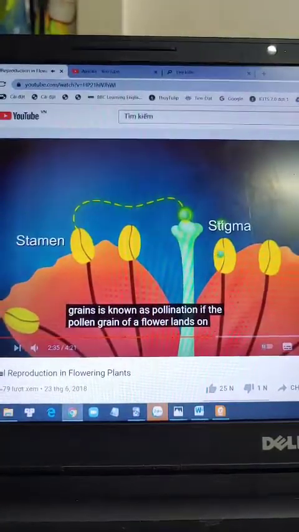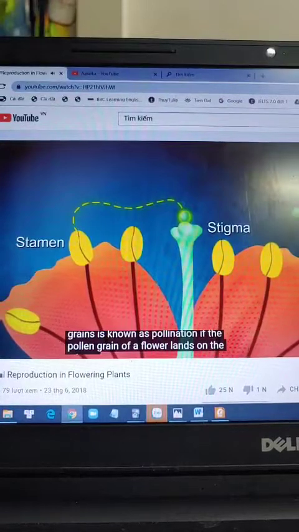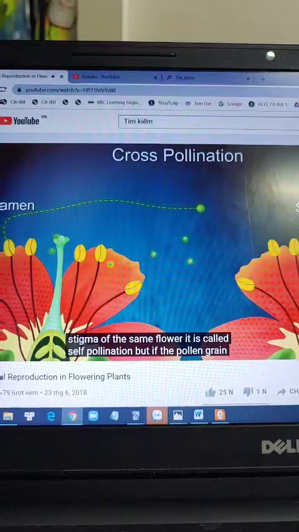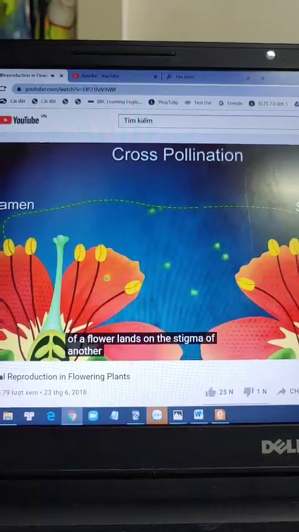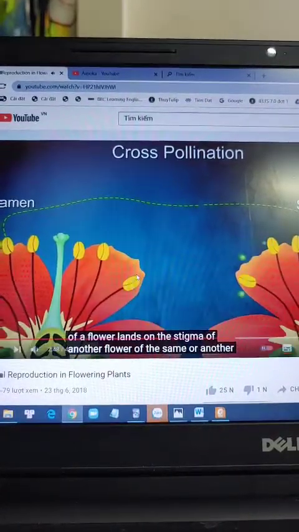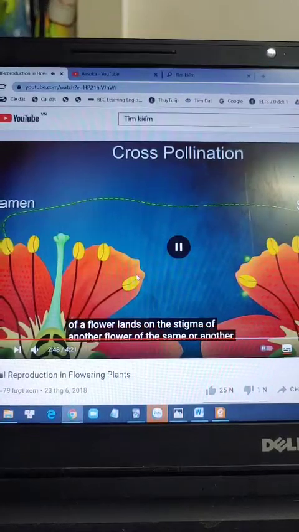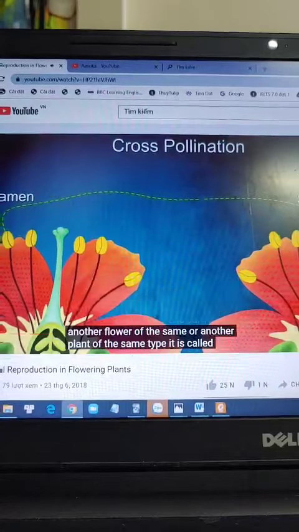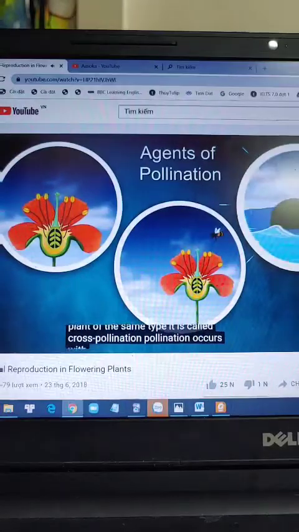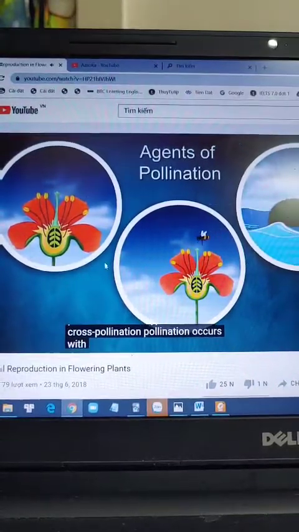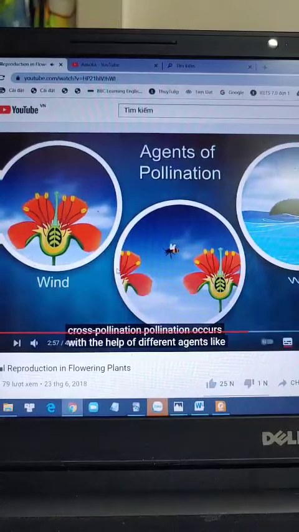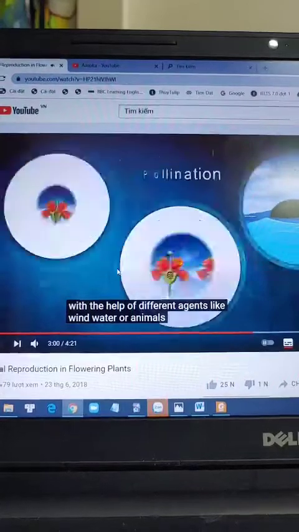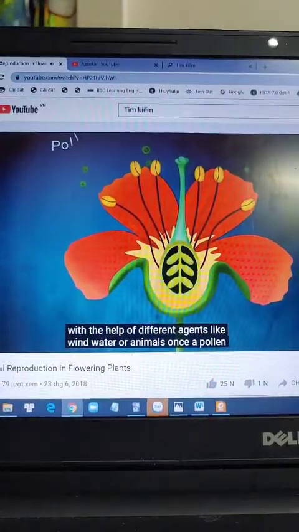If the pollen grain of a flower lands on the stigma of the same flower, it is called self-pollination. But if it lands on the stigma of other flowers, of the same or another plant, it is called cross-pollination. Pollination occurs with the help of different agents like wind, water, and animals.